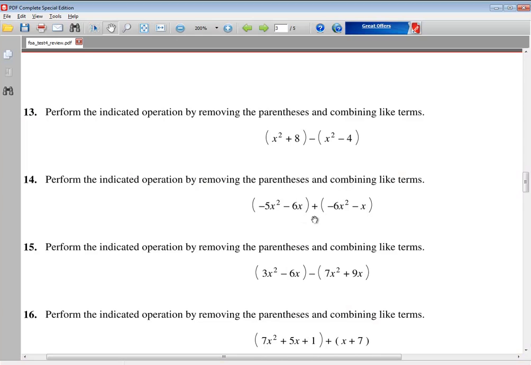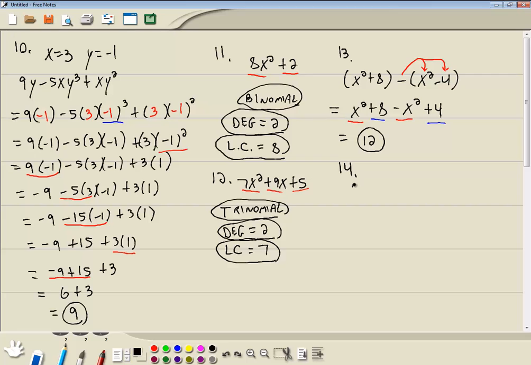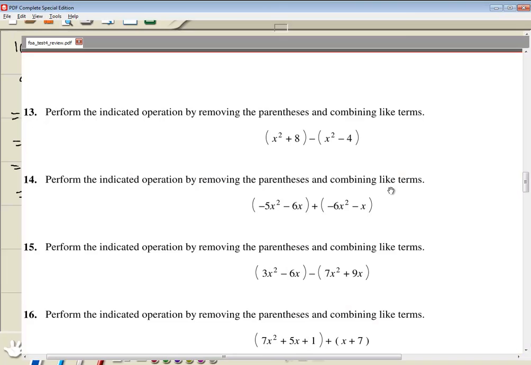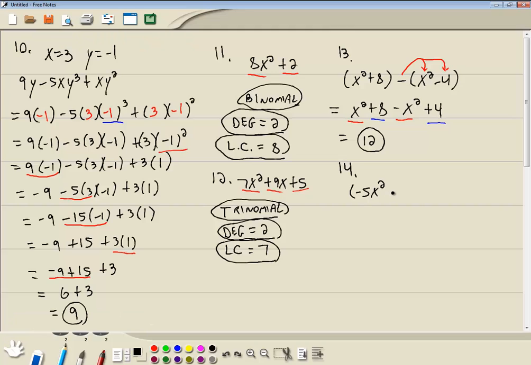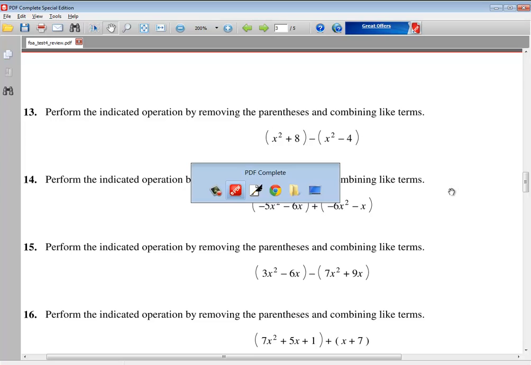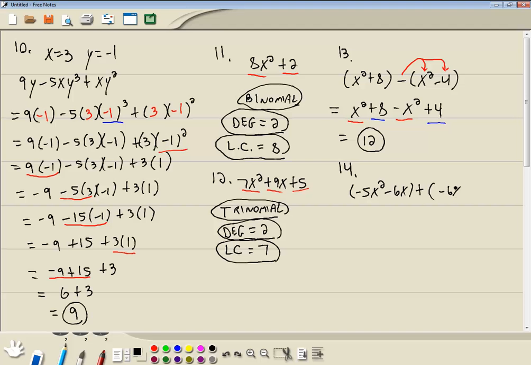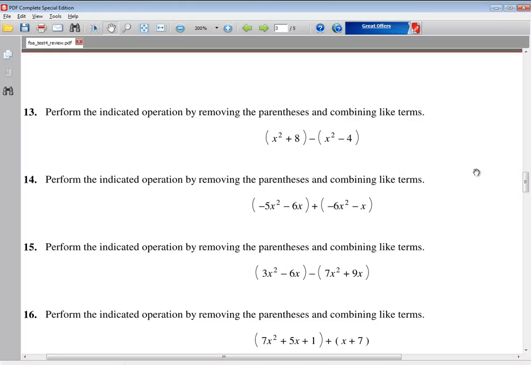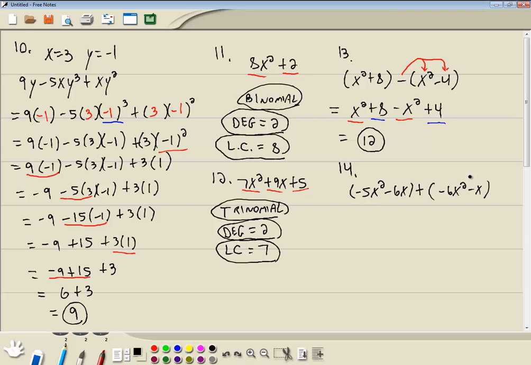Let's look at 14. We've got negative 5x squared minus 6x plus negative 6x squared minus x. Okay, first off, we want to get rid of the parentheses. So I'll drop those first set of parentheses. So I got negative 5x squared minus 6x. And then we'll get rid of those second set of parentheses. So we got negative 6x squared minus x.